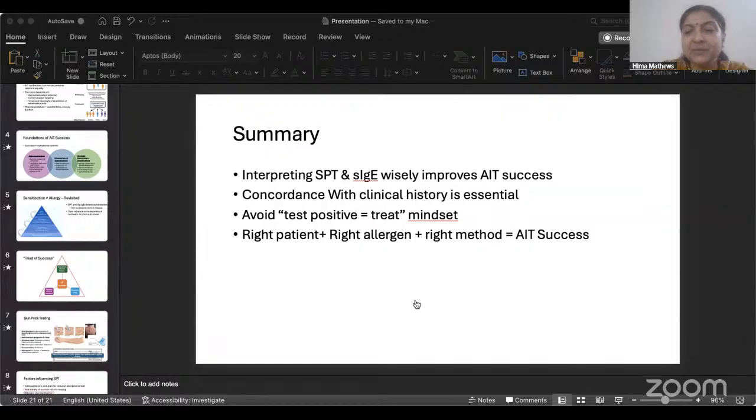So I think we will move to the next talk of today's series. Polysensitization is actually a confusing scenario most of the time in our clinical practice. So we have CCDs, we have other cross-reactive antigens, and now we are doing more and more of CRD. The problem is we get too much information, so we have to interpret the result of CRD very cautiously.